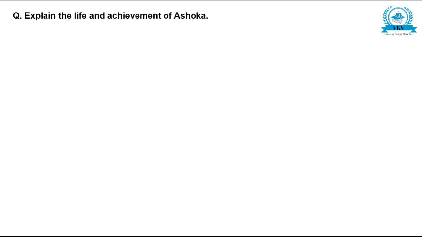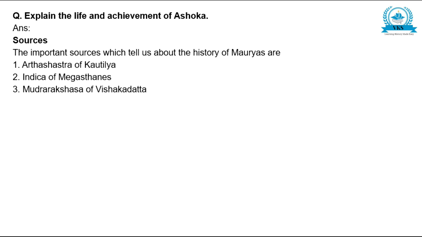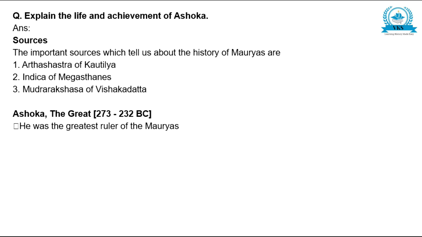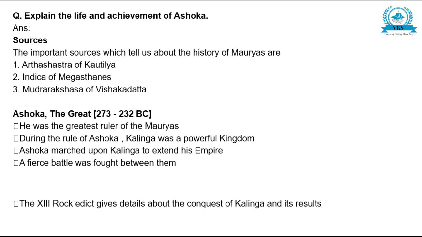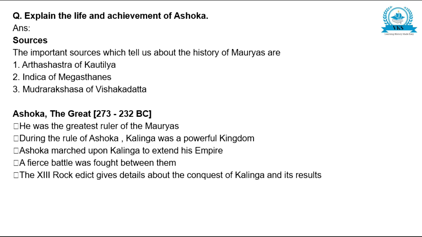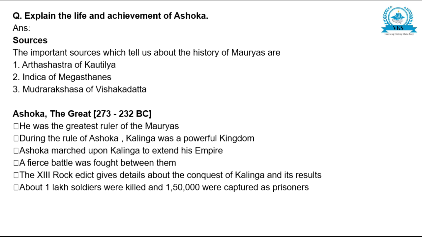Let us go through the points once more. Explain the life and achievements of Ashoka. The important sources which tell us about the history of the Mauryas are Arthashastra of Kautilya, Indica of Megasthenes, and Mudra Rakshasa of Vishakadatta. Ashoka the Great was the greatest ruler of the Mauryas. During his rule, Kalinga was a powerful kingdom. Ashoka marched upon Kalinga to extend his empire, and a fierce battle was fought. The 13th Rock Edict gives details about the conquest of Kalinga and its results. About 1 lakh soldiers were killed and 1,50,000 were captured as prisoners.